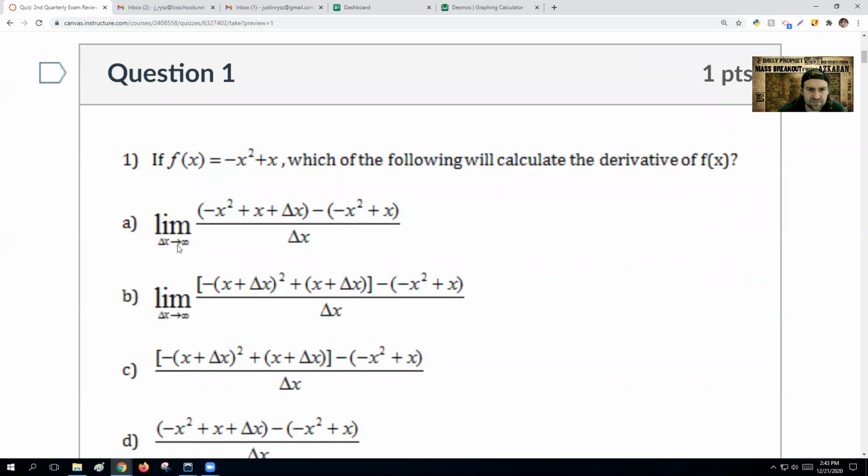The limit as delta x approaches 0 of f of x plus delta x minus f of x all over delta x. So the answer would be B, because this one here replaced both the x in the x squared and the x with the x plus delta x. This one here just puts an x plus delta x at the end, so it would be B.